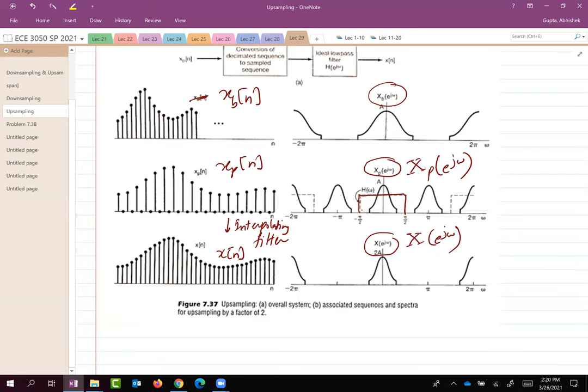Now, of course, in this case, you're just using a regular ideal low pass filter, but you could potentially use any of the other interpolating filters as well. Or you could even use some sort of signal processing algorithm within this particular block, and you will get some form of X(e^jω).